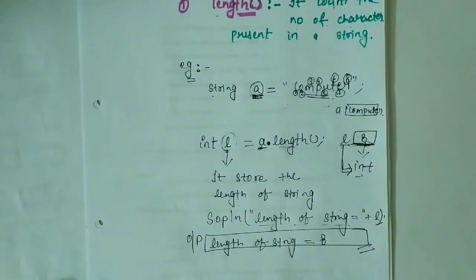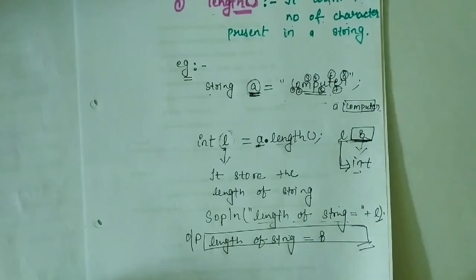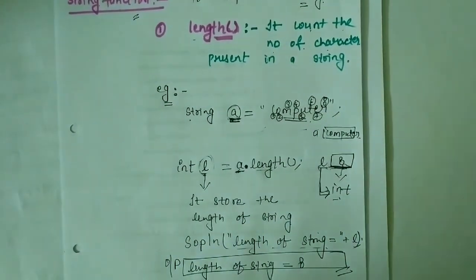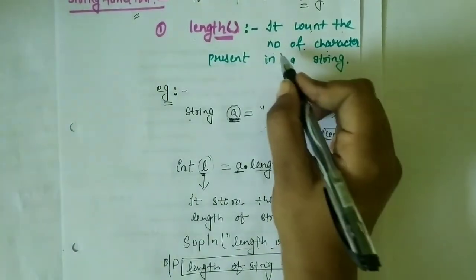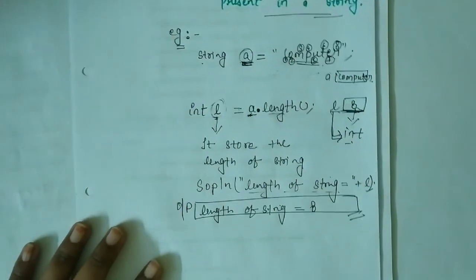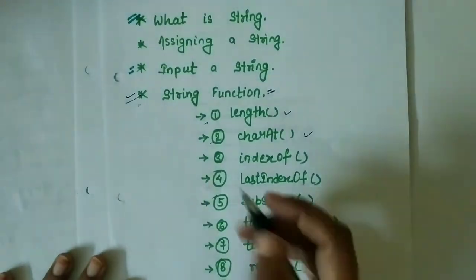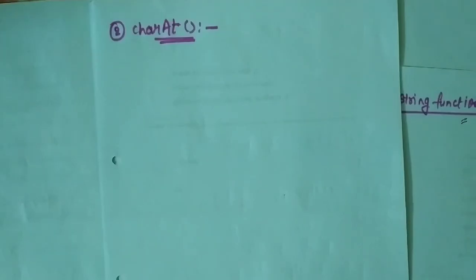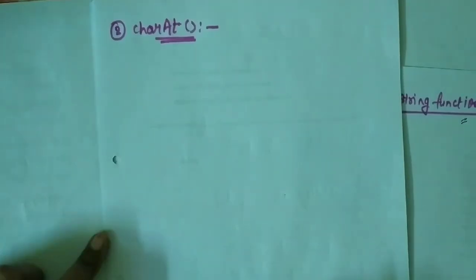So this is the first function, the string length function. This is the basic function of a string. It counts the number of characters present in a string. Next, let's move to the second function, the charAt function. What is the definition of the charAt function?